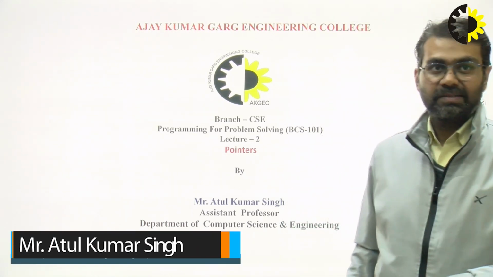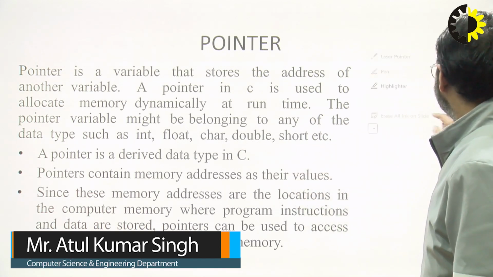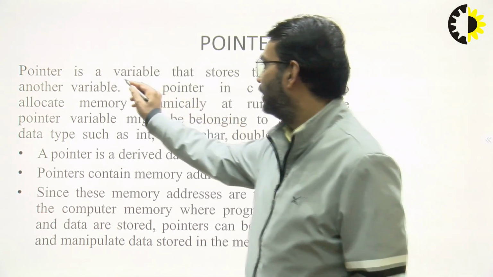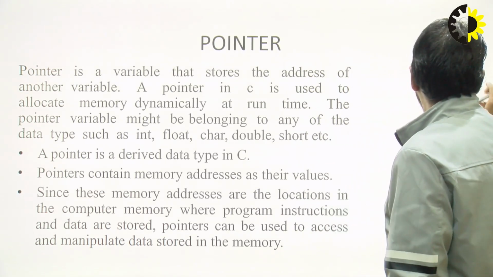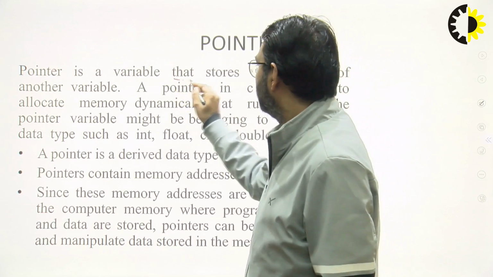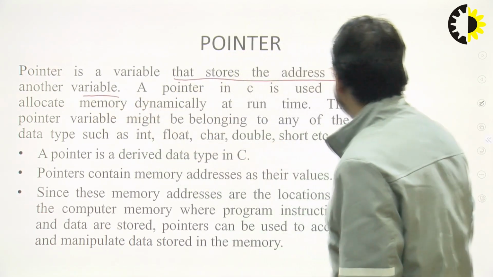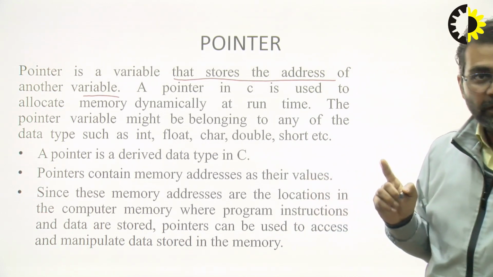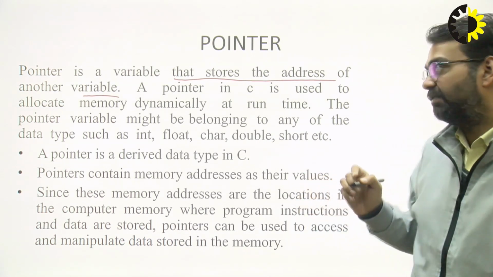So let's start with the introduction to a pointer. A pointer is nothing, it is a type of variable that stores the address of another variable. So when we declare a pointer, it will store the address of another variable. It does not store the value of that variable, it stores the address of the variable.